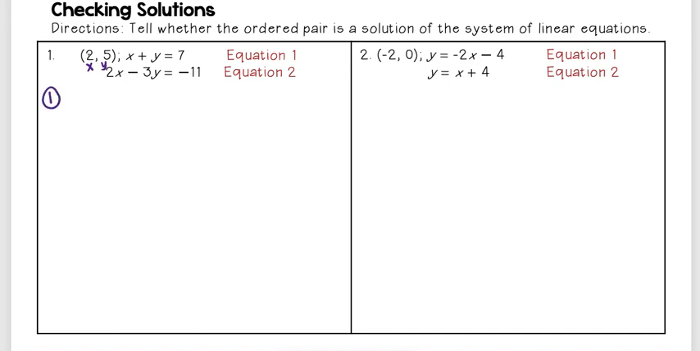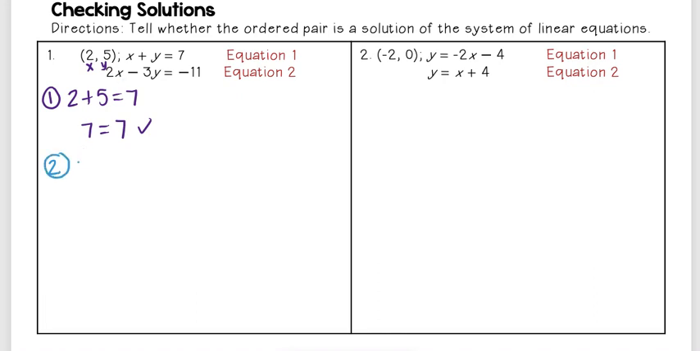So I want to first plug that into equation 1. Instead of x, I'm going to write 2. Instead of y, I'm going to write 5. Well, 2 plus 5 is 7. And so I came out with a true statement, 7 is equal to 7. So that means that point is on that line. So I'm good there. Now I need to check equation 2.